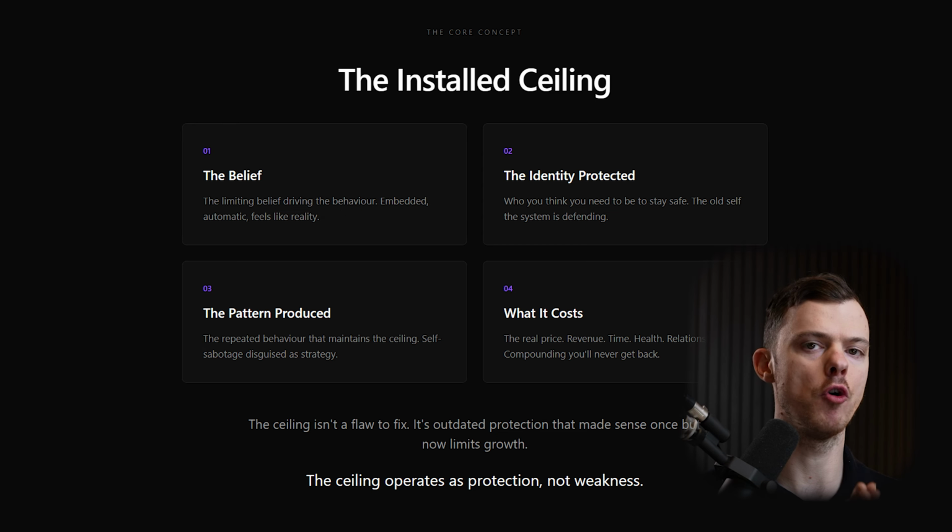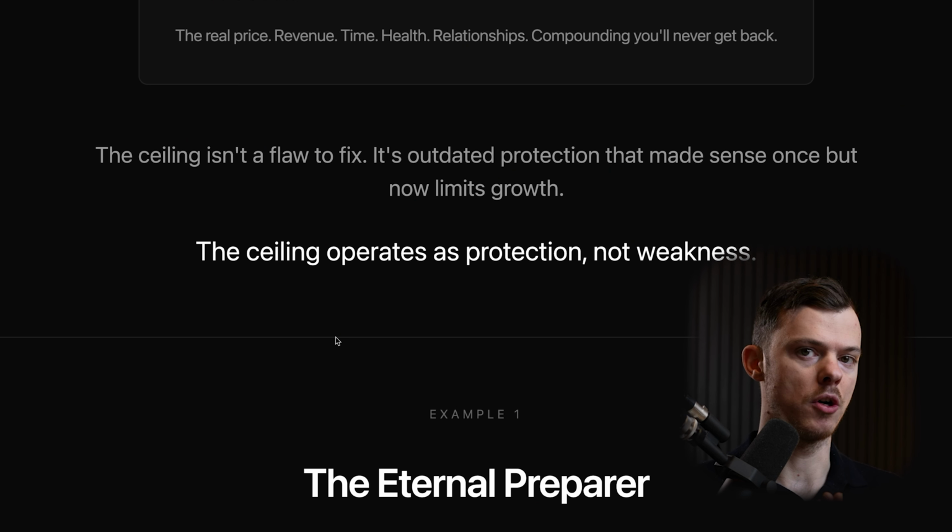And then number 4, most importantly, we have what it costs, what you're sacrificing, what you're giving up by staying at this level. And in the context of your revenue level, it's just simple math. The difference between staying stuck at 30K a month versus 50K a month and 100K a month can be extrapolated across the following month, the following quarter, and the following year. And I'm going to give you 2 concrete examples. But the first thing here, before I give you the concrete examples, is that your ceiling isn't a flaw to fix. It's outdated protection that made sense once, but now limits your growth.